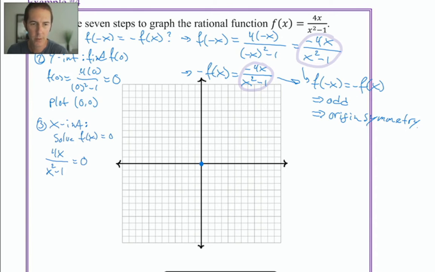So we need 4x to equal 0. And there's only one way to make that happen, and that's with an x value of 0. So we can plot, this is an x value of 0, we started with a y value of 0, it's the same point. So it turns out that our x-intercept and our y-intercept are the same point. Our graph's going to pass through the origin.